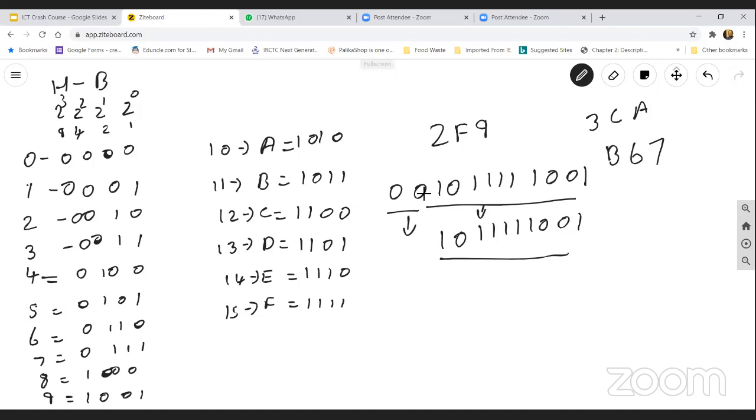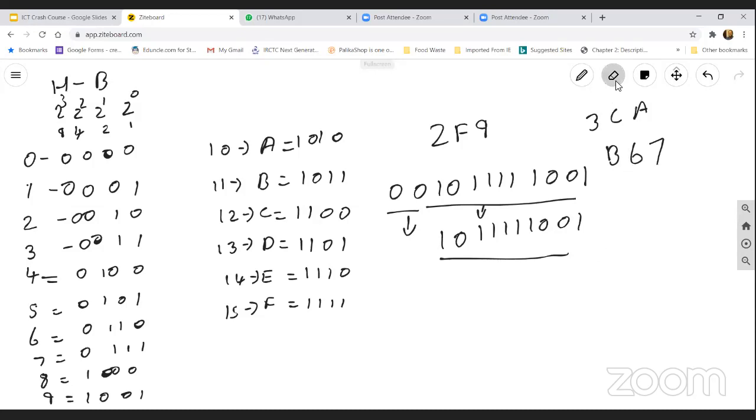Yeah, good, ma'am. So you are cutting the last 2 zeros. Yeah, perfect. Good, guys. Excellent. Yeah, good. So this is how we have to calculate hexadecimal to binary.